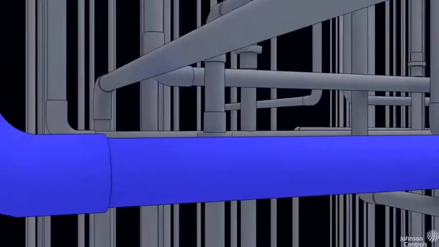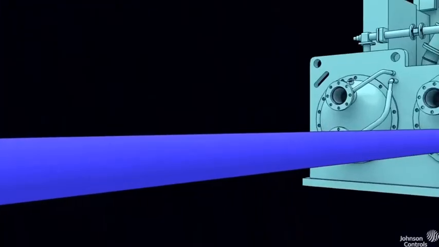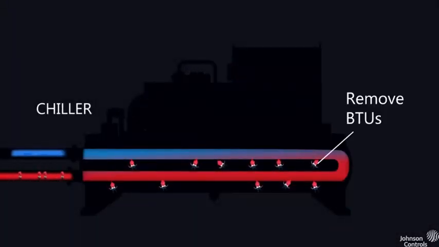Mr. BTU and company, however, are now rafting along in the chilled water, traveling inside piping to a large piece of equipment called a chiller. This specialized machine is designed to remove BTUs from the chilled water, which then cycles back to the air handler to pick up more of Mr. BTU's pals.